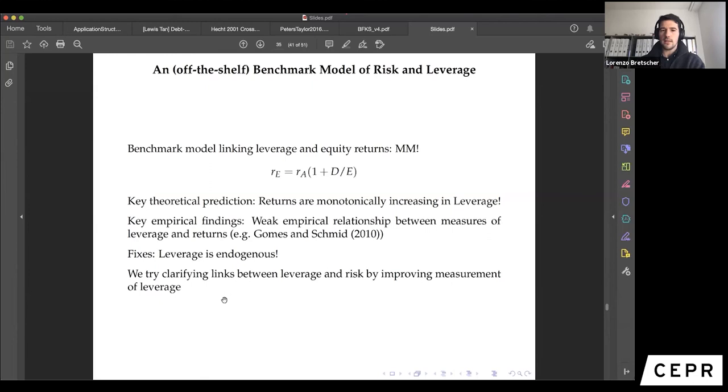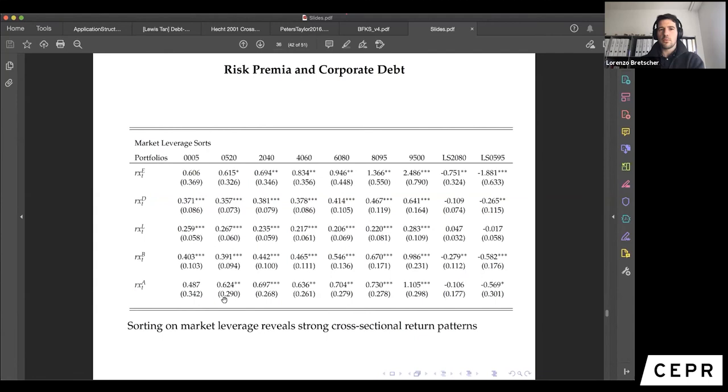And here's what we get from sorting on market leverage. These are excess returns, equity, debt, loans, bonds, and assets. So these are somewhat nonlinear sorts. We have the 5% lowest leverage firms in this very left bucket and the 5% highest in the very right bucket. And then we have 15 or 20% shares of our sample here.